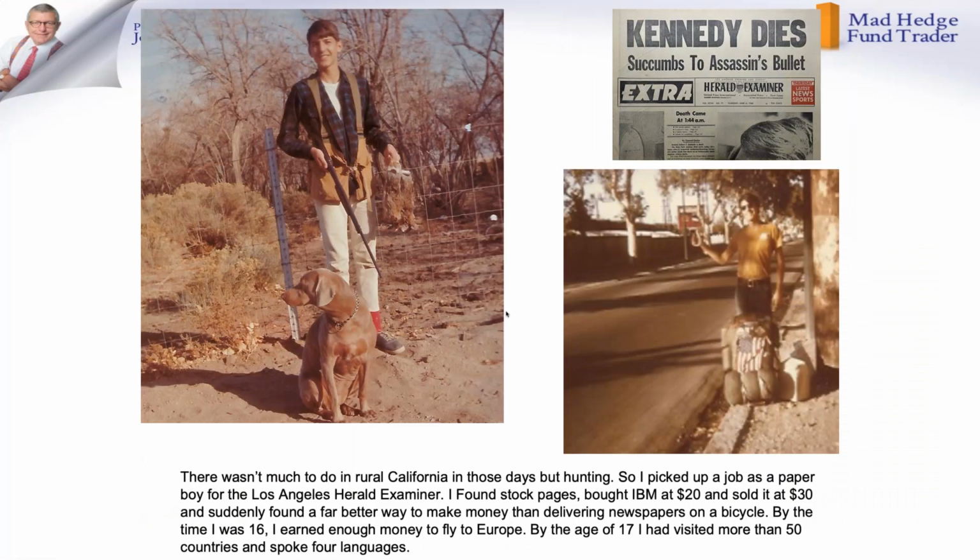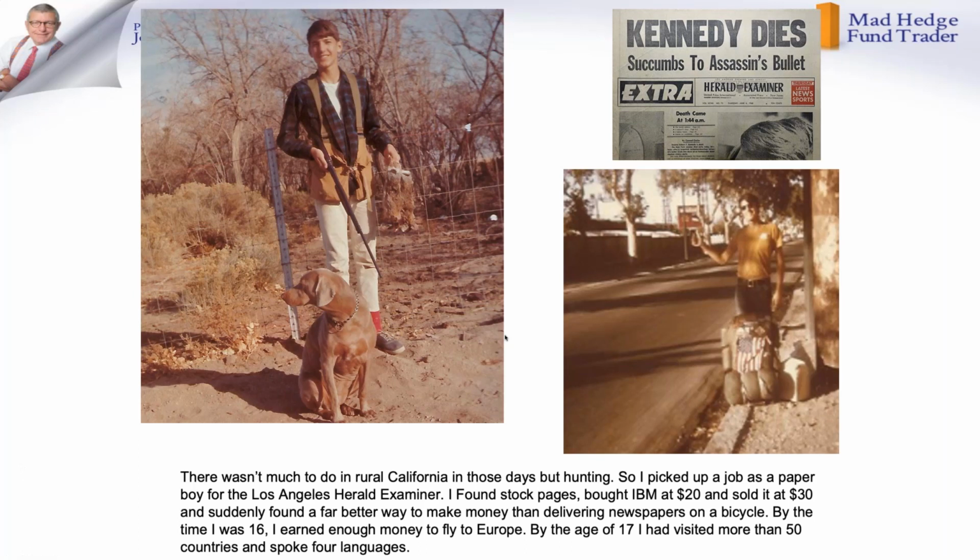There wasn't much to do in the old days except hunting, so I picked up a job as a paperboy for the Los Angeles Herald-Examiner. One of the first papers I delivered covered the Kennedy assassination in 1963. It wasn't long before I found the stock pages, bought IBM at 20, sold it at 30, and suddenly found a far better way to make money than delivering newspapers off the back of a bicycle.